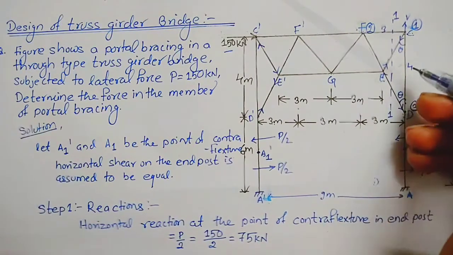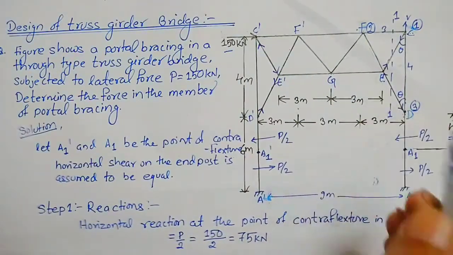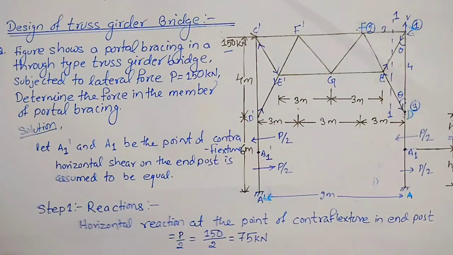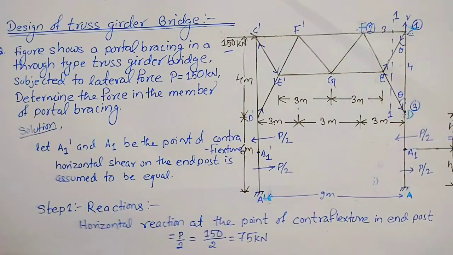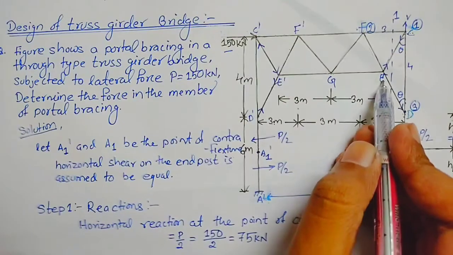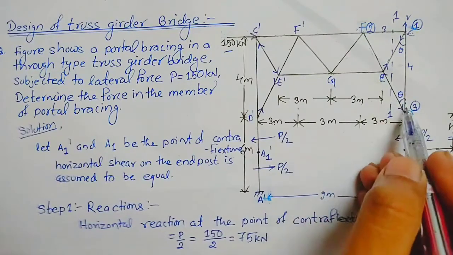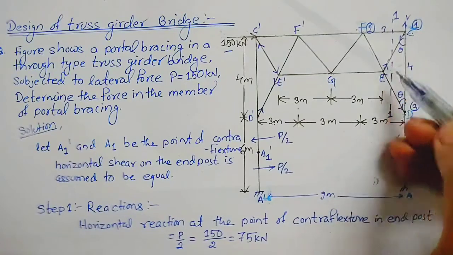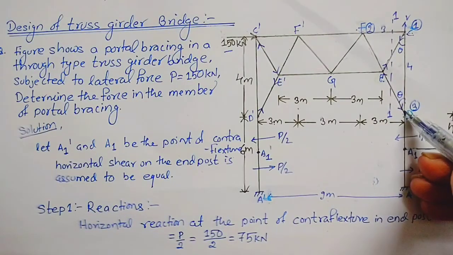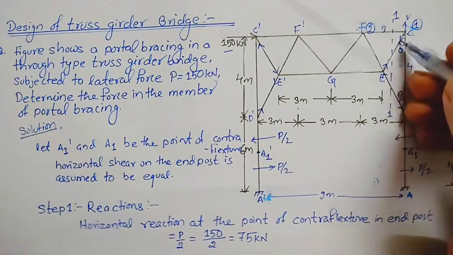Similarly, this CE is also resolved as a horizontal force, because if you remember the concept of the method of sections, whenever the force passes through a point about which we are finding the moment, then that becomes 0. Means the effect of the force in the member DE will be 0 because we are taking the moment about D, but CE is not passing through the point D, so we need to consider the horizontal component of this force CE.